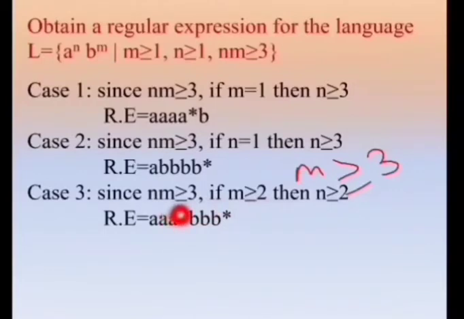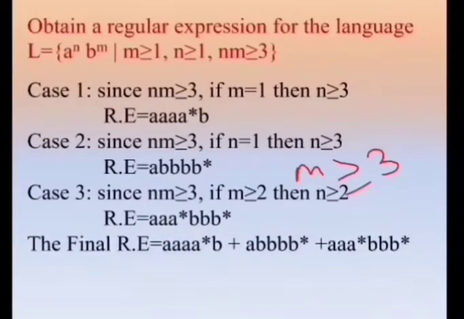For the third case, as n into m should be greater than or equal to 3, if we have m greater than or equal to 2, then n value should be greater than or equal to 2. So for this condition, the regular expression is m is equal to 2 is satisfied by 2 b's and greater than 2 is satisfied by b star. Similarly, n is equal to 2 is satisfied by 2 a's and n greater than 2 is satisfied by a star. So to get the final regular expression, we need to add all these regular expressions like this.